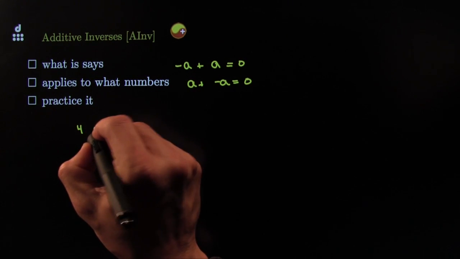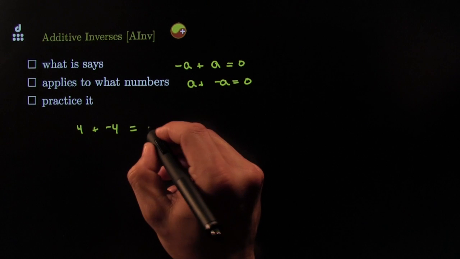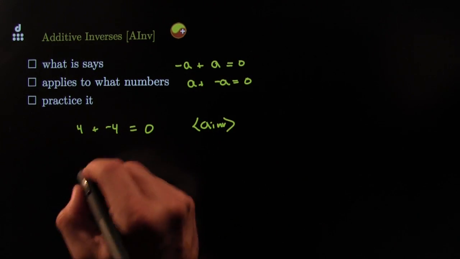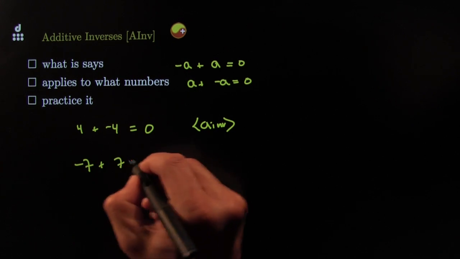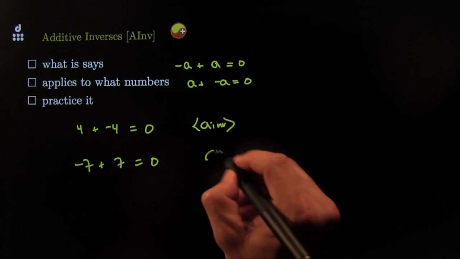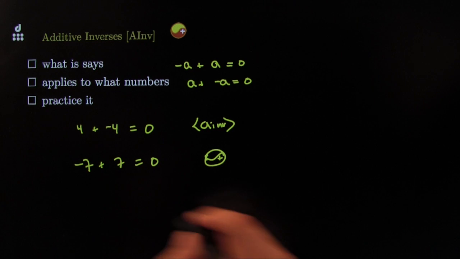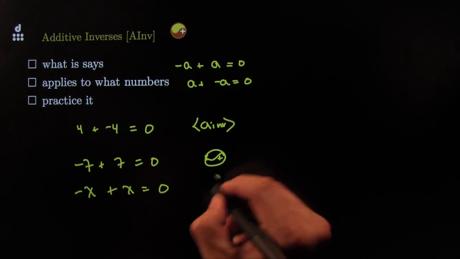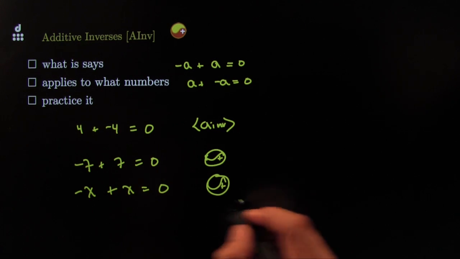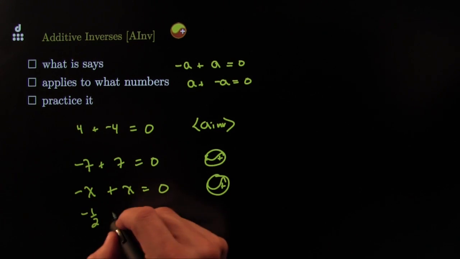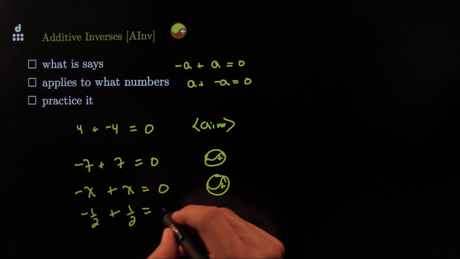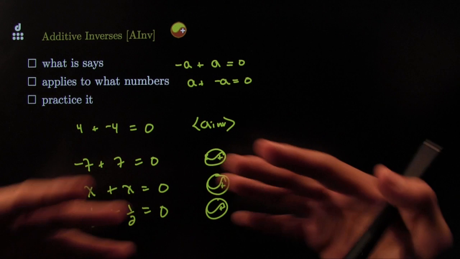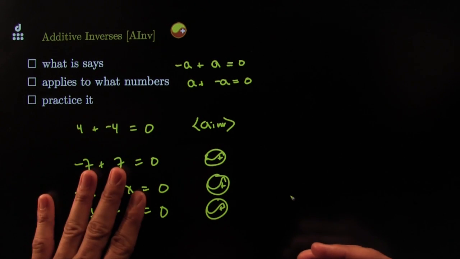So 4 plus negative 4, how much is that? Well, that would be 0. Why? By additive inverses. Negative 7 plus 7, how much is that? Well, that would be 0 by additive inverses. Negative x plus x, how much is that? Well, that would be 0. Why? By additive inverses. Negative 1/2 plus positive 1/2, what would that give you? 0. Why? By additive inverses. I could do all this all night long. It's so easy. Alright, that's how you practice it.